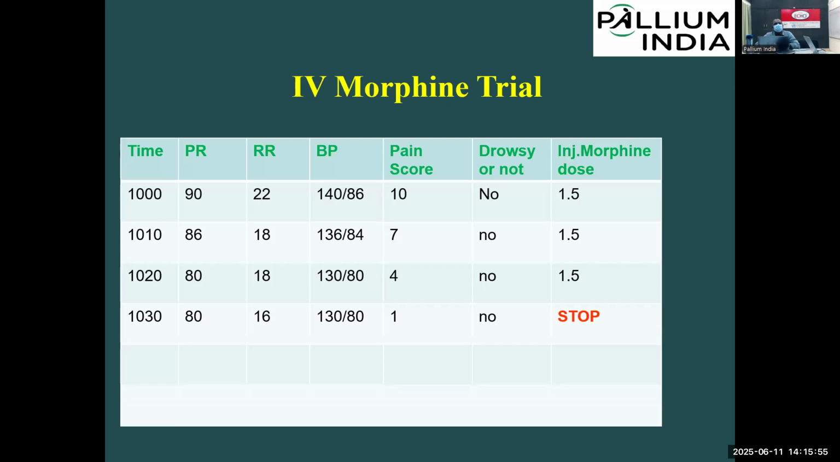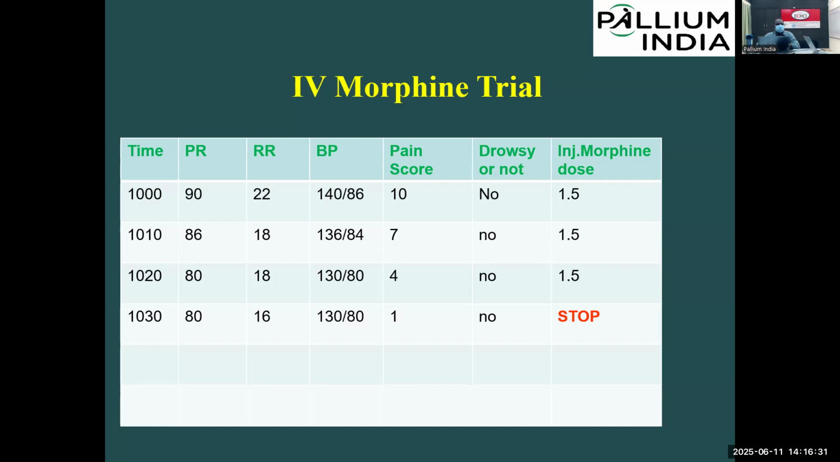While you do intravenous morphine titration, you can make a chart like this, which includes the time, pulse rate, respiratory rate, blood pressure, the pain score of the patient, whether the patient is drowsy or not, and the dose of injection morphine you have given. Suppose this patient came to us at 10 a.m. You asked his pain score. He says, I have very severe pain, it is 10 by 10. Then you checked his vitals. The patient is not drowsy. Then you will give injection metoclopramide followed by 1.5 milligram of IV morphine.